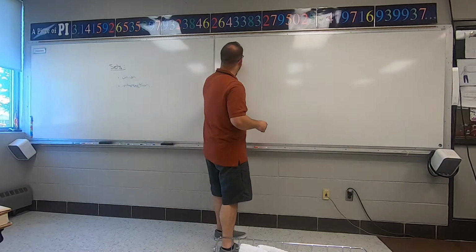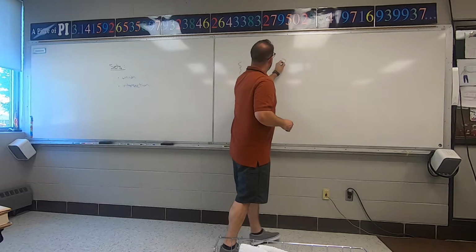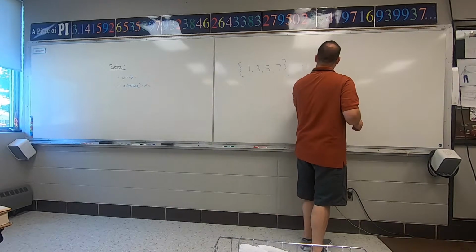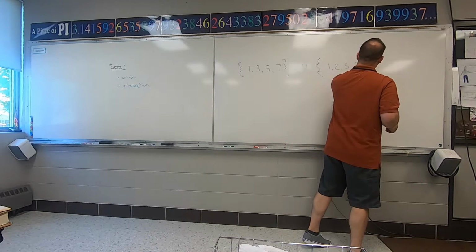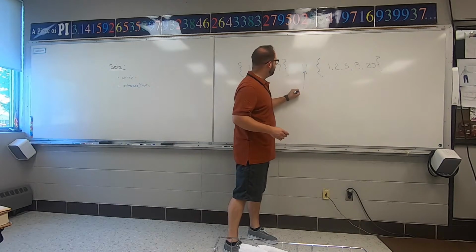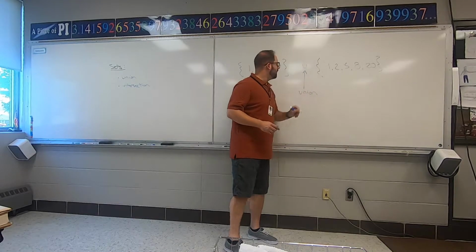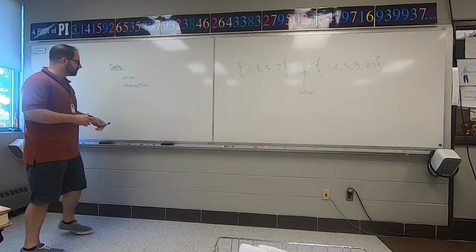It could be something like this, where they give you the set 1, 3, 5, 7, and they do a union with 1, 2, 3, 8, and 20. And this is a union. How do I know that? It has a little U in between them. So these are two sets. Maybe you're doing two sets of problems and trying to figure out answers that work.